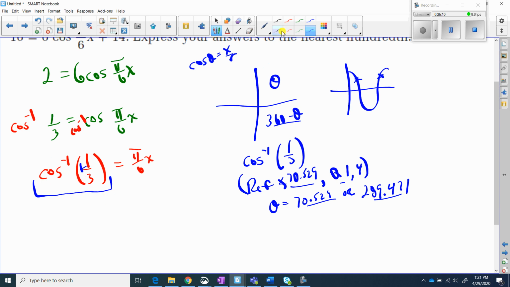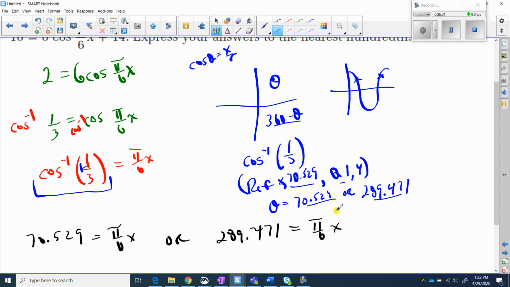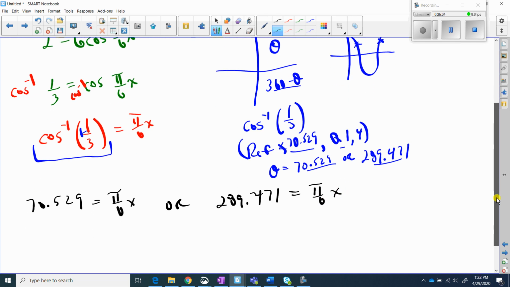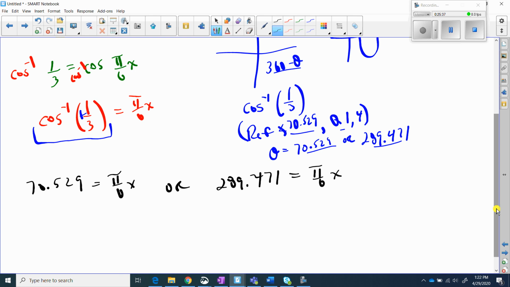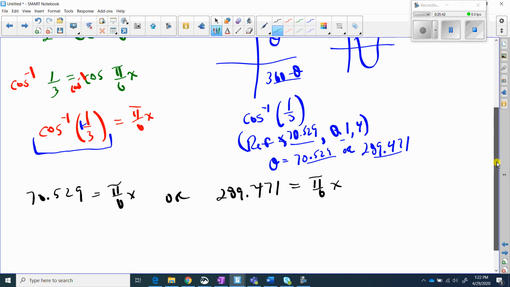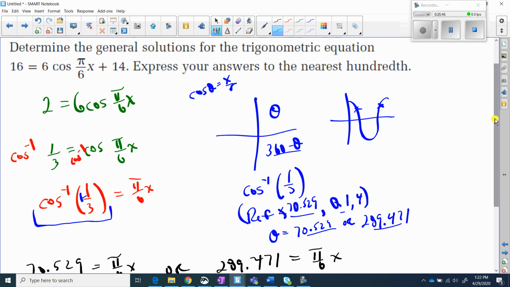So we're going to write out two equations. 70.529 could be one value, which could equal the right side. Or this angle could be the possibility for that one: 289.471 could equal pi over 6 times x. Oh, no, I messed up. This is why I miss having you guys around to help me. I forgot one major thing here. We're talking about angles in radians, not degrees.